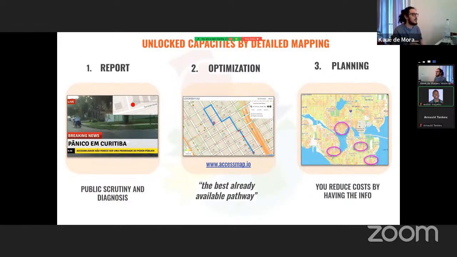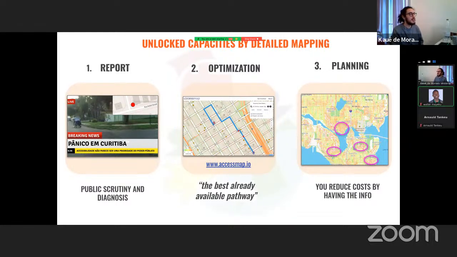Okay, so we have this photo that is very symptomatic. We have this pathway that maybe would be accessible, but we don't have a ramp here. So I made this funny joke: breaking news, panic in Curitiba, accessibility doesn't seem to be a priority for the public sector, for the municipality.